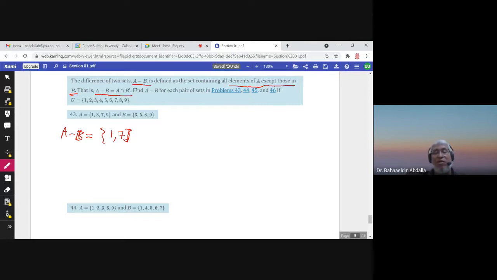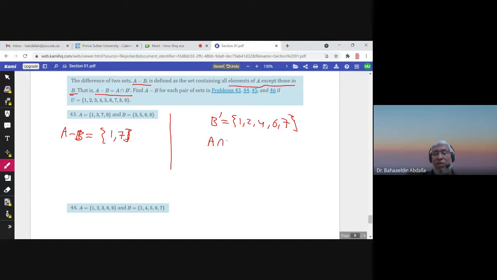If you want to solve it like this, let us find B complement, okay? So this is B. What is B complement? This is U, the universal set. So B complement would be all the elements not in B. So 1, 2, 4, 6, 7. Okay, how many elements here? 9. Here 4. Here should be 5. Yes. So how to find now A intersection B complement?